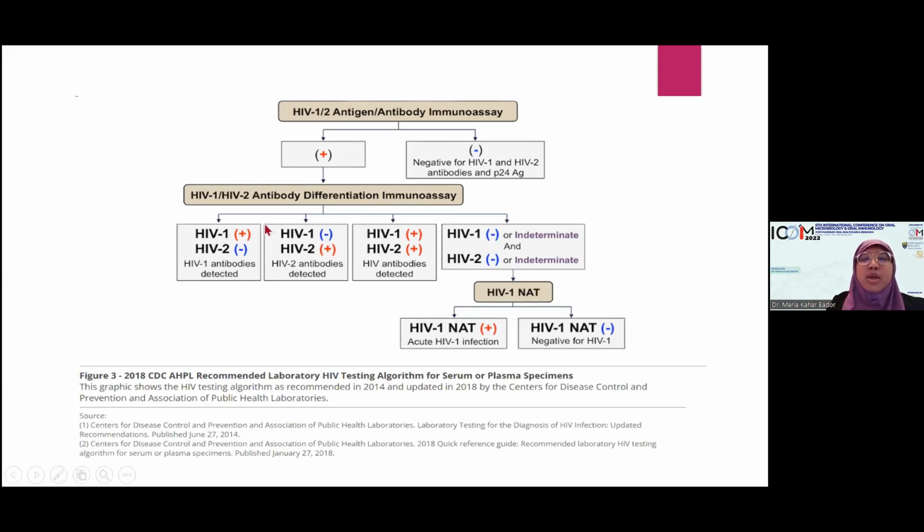So there were a few possible permutations that can happen. HIV-1 positive, HIV-2 positive, and such. And you can even have where both of them are detected. I'll talk about that in a little while. So if it was indeterminate, the recommendation was to go to a HIV-1 NAT test to confirm which way it was going. So just to note, we do not have a HIV-2 RNA test as such.